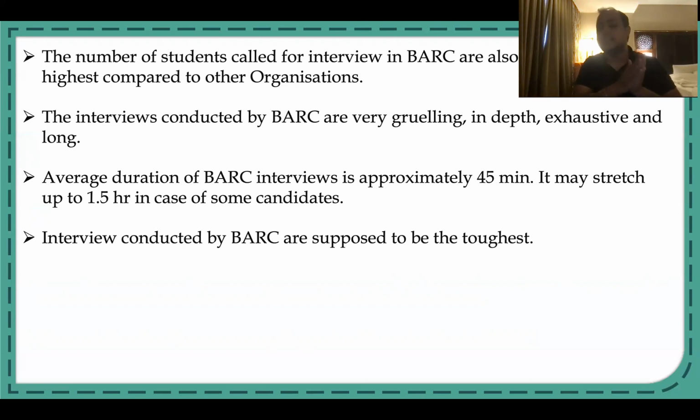Suppose somebody asks me any question from electrical engineering which I'm not able to answer, if I can build up that answer from physics, even if I'm not able to reach the final answer, if I start from the very basics, then definitely the interviewer will be impressed based on my basic concepts.